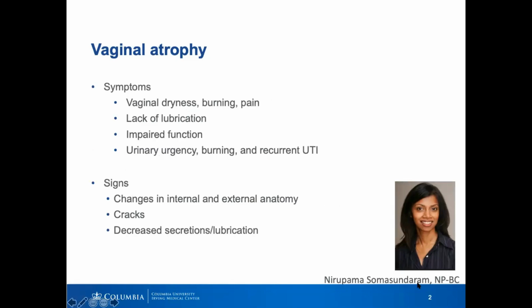Some of the symptoms of vaginal atrophy are dryness, burning, pain, a lack of lubrication, painful sex, and urinary symptoms such as urgency, burning, and recurrent urinary tract infections.